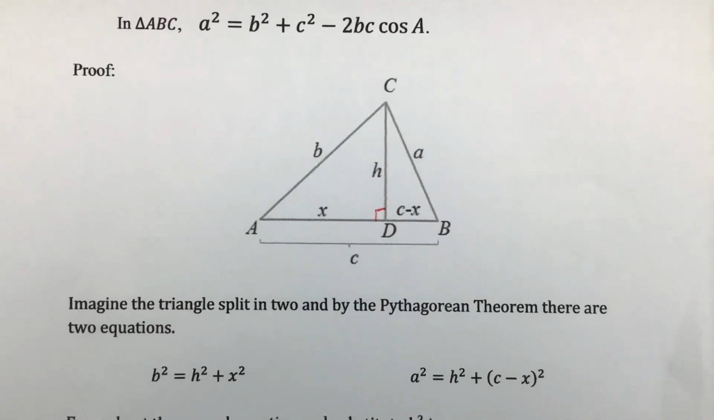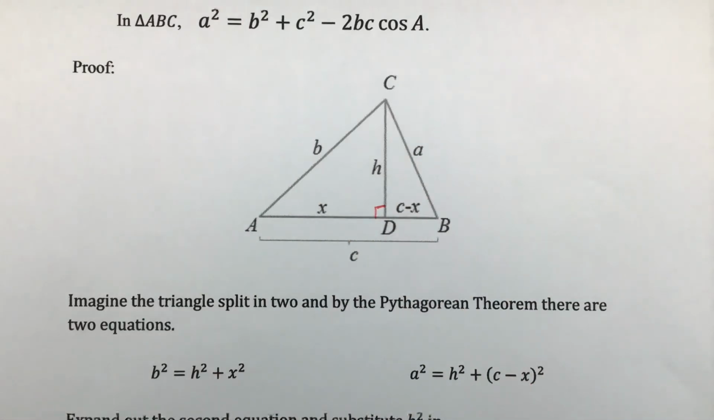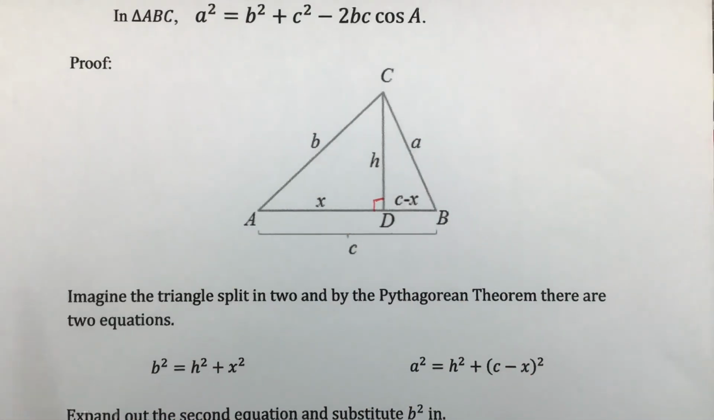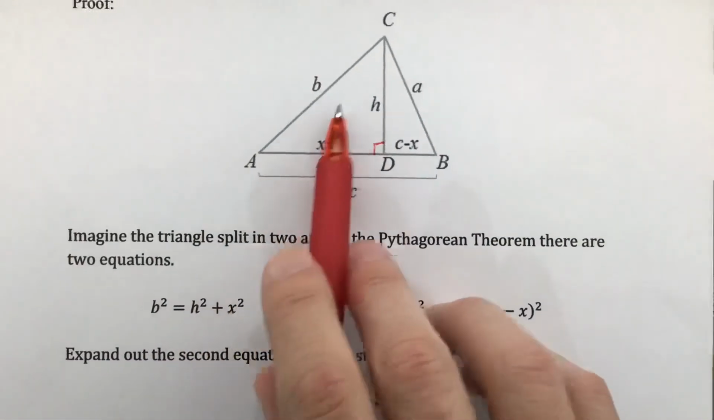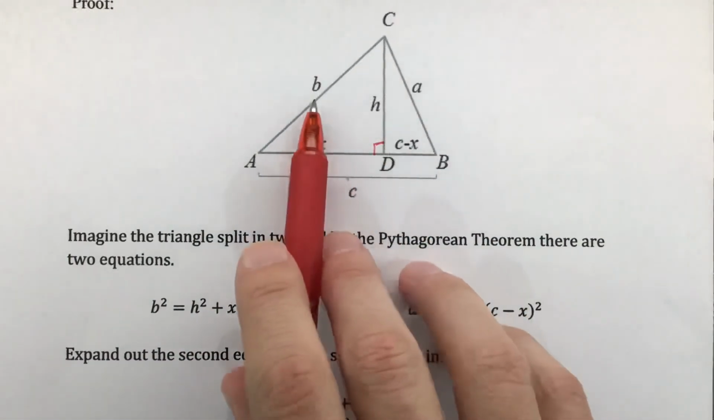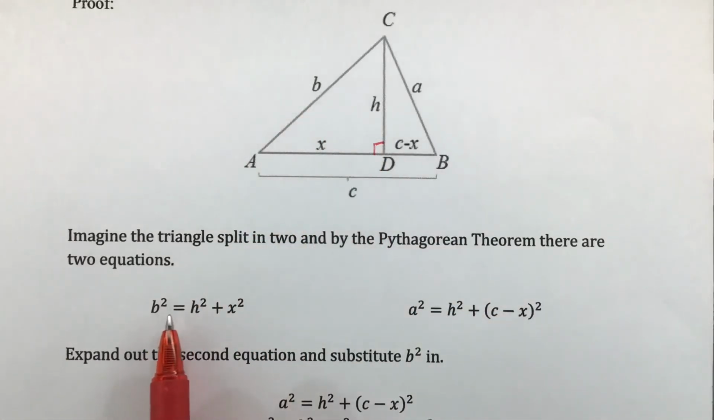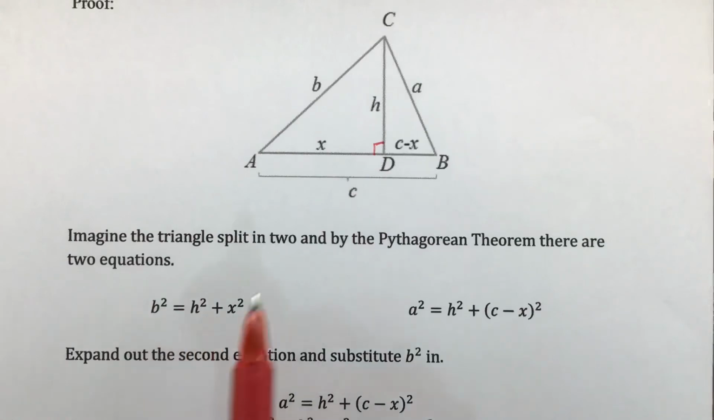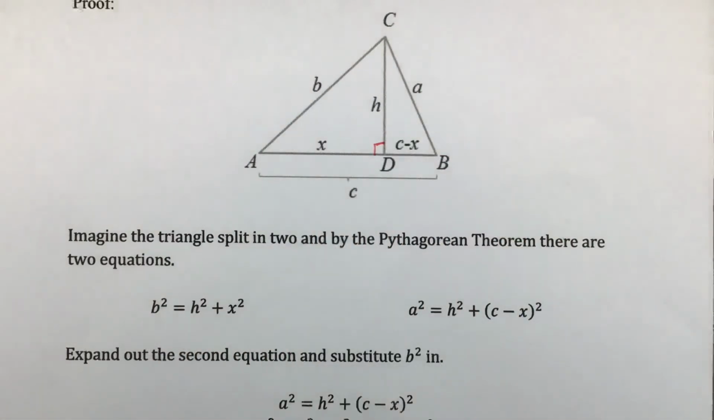All right, so when we drop that down, it actually broke it into two right triangles. And what that's going to allow us to do is to write two different equations that involve the Pythagorean theorem, which are these. So for the triangle on the left, b is the hypotenuse. It's across from that right angle. So we can say that b squared is equal to h squared plus x squared, because h and x are going to be the leg lengths of that right triangle.